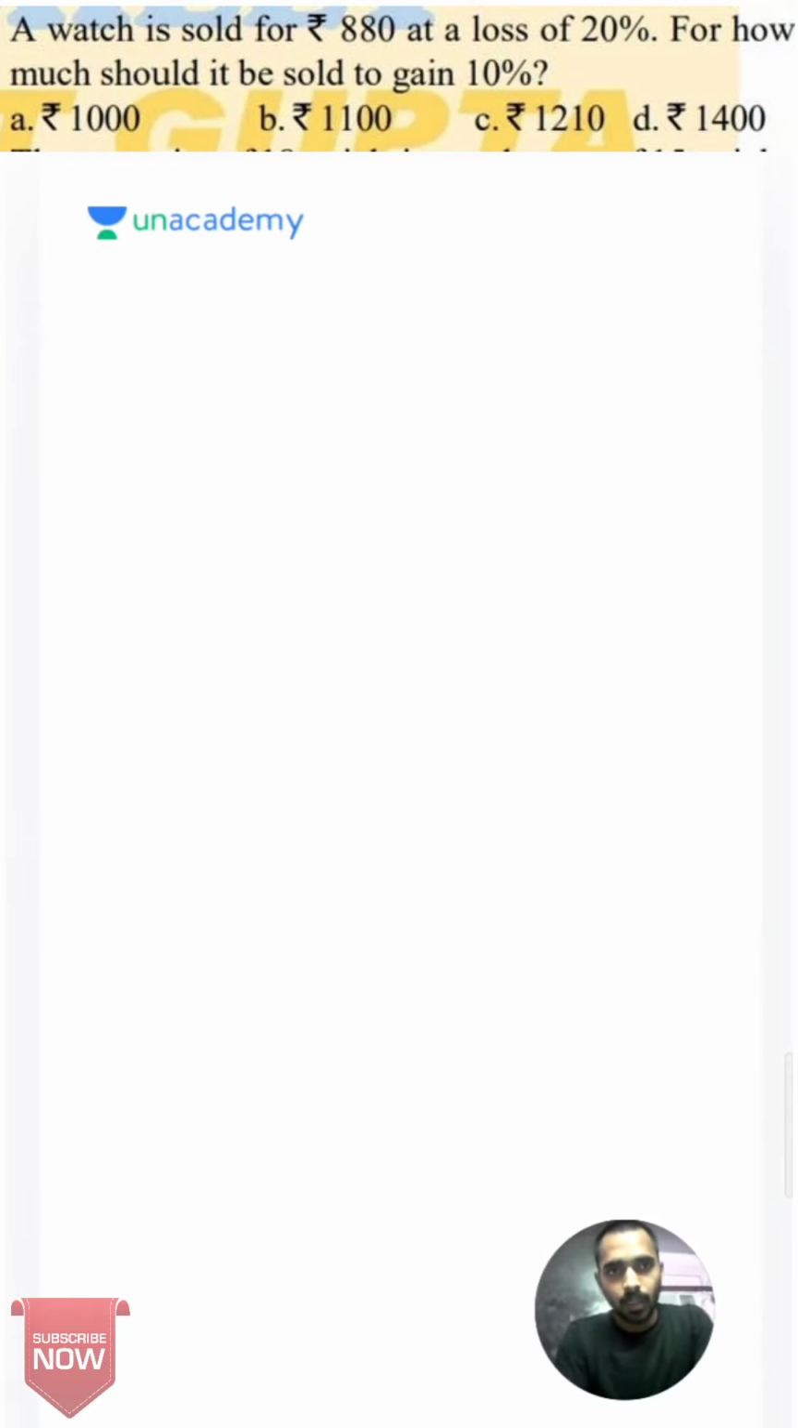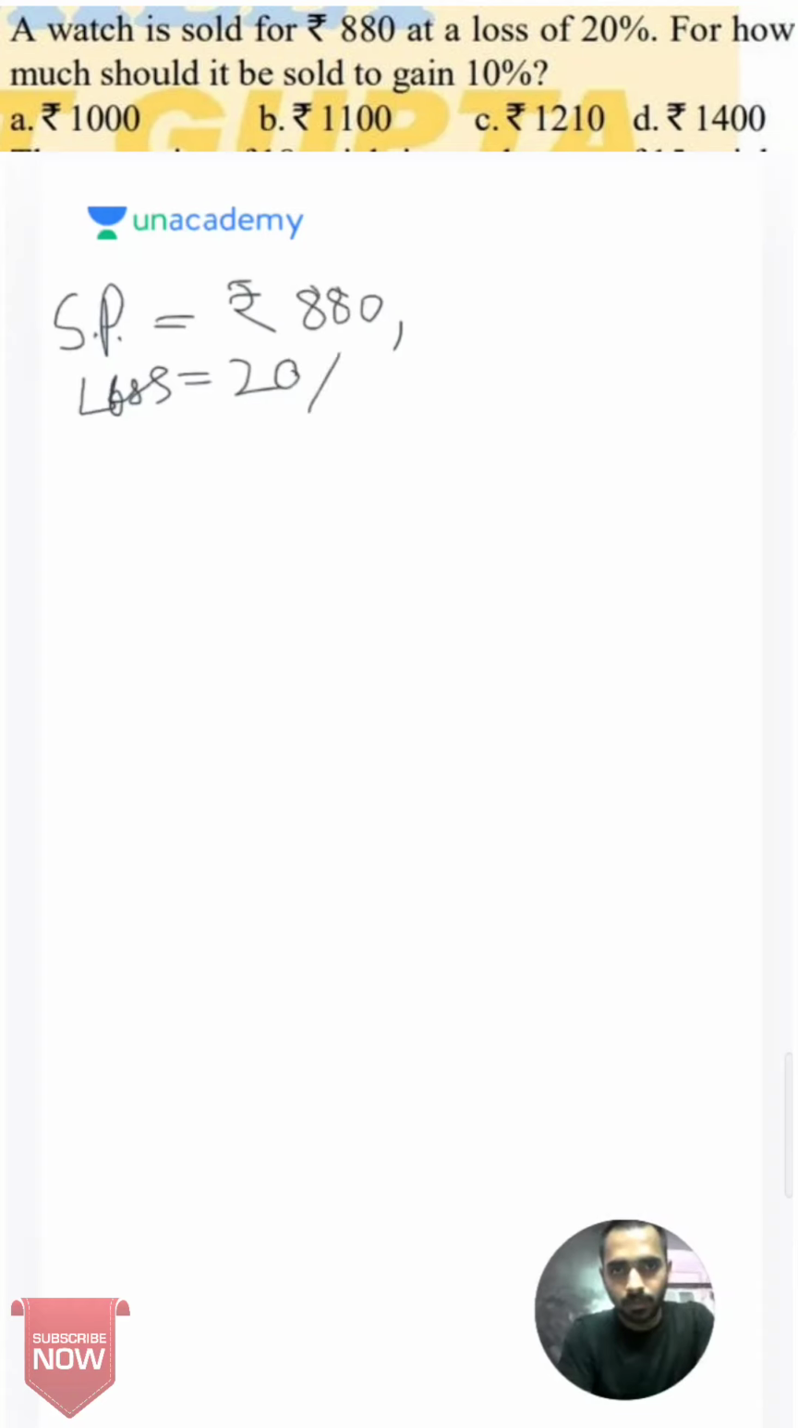So we have a sold price, meaning we have a selling price in the question. Selling price of rupees 880. This is the selling price at a loss of 20%. These things are given in the question. So we have to know firstly the cost price, because we find out the loss or the gain percentage on the cost price. So firstly we have to know the cost price.